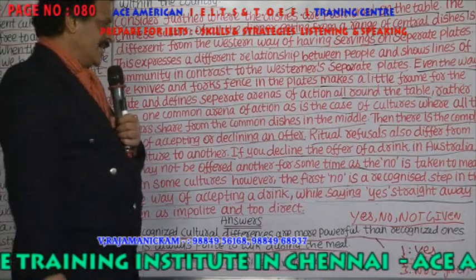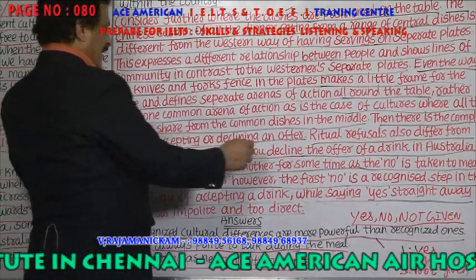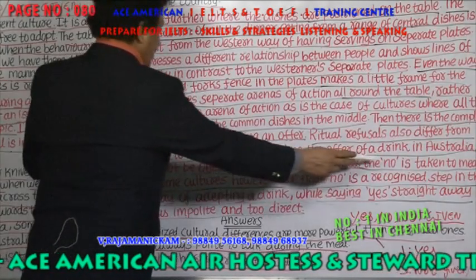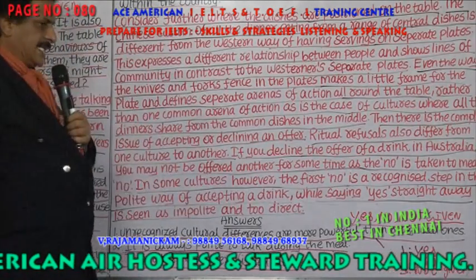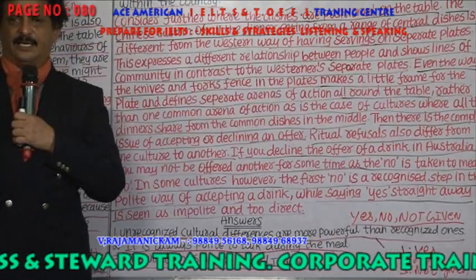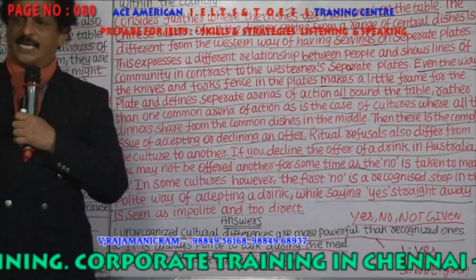So ritual refusals also differ from one culture to another. If you decline the offer of a drink in Australia, you may not be offered another for some time, as the no is taken to mean no. ஆஸ்திரேலியாவிலே யாருக்காவது நீங்கள் செல்கிறீர்கள், அவர்கள் கேட்கிறார்கள், நீங்கள் இல்லை என்று சொல்லிவிட்டால் அதை இல்லை இல்லை என்று எடுத்துக்கொள்கிறார்கள்.